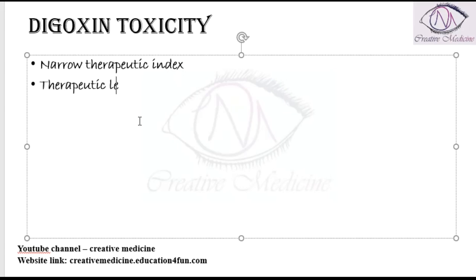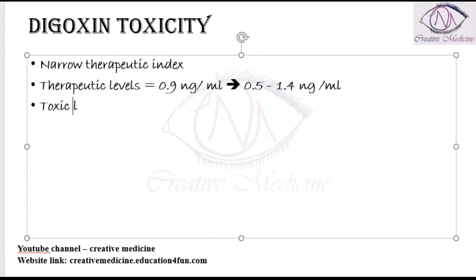So what are they? The therapeutic level of digoxin is around 0.9 nanogram per ml, that is, around 0.5 to 1.4 nanogram per ml. Then the toxic level of digoxin is more than 2 nanogram per ml. So this is the toxic level. If it is more than 2 nanogram per ml, then it is toxic. If it is 0.5 to 1.4 nanogram per ml, it is the therapeutic level. So these are the average levels.